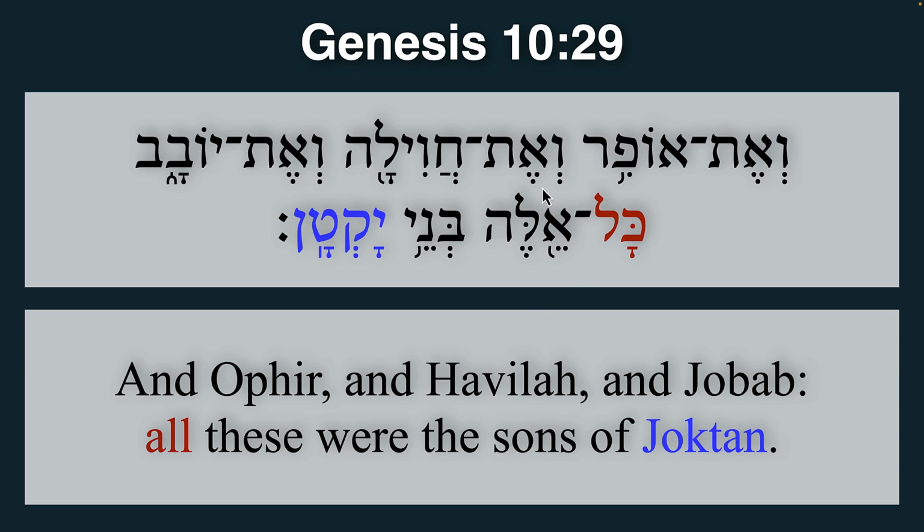Ve'et Ophir ve'et Havila ve'et Yovav kol ele bene Yoktan. So what does it say? And Ophir, Havila and Jobab. All of these are the sons of Joktan, or Yoktan.